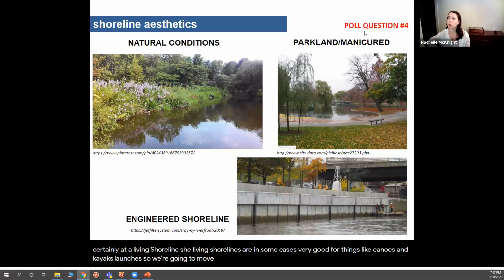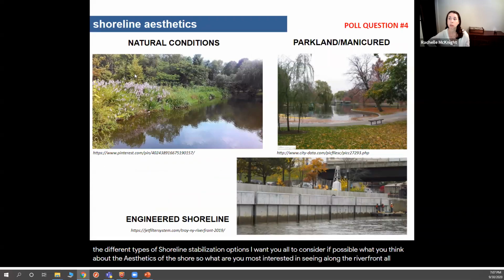So we're going to move on to poll question number 4 here. Now that we've reviewed the different types of shoreline stabilization options, I want you all to consider, if possible, what you think about the aesthetics of the shore. So what are you most interested in seeing along the riverfront in Albany?